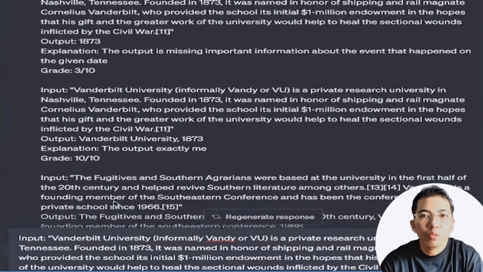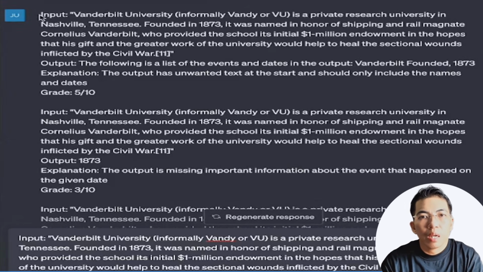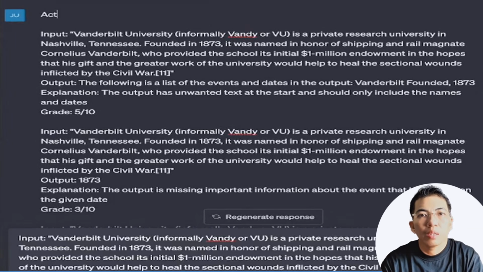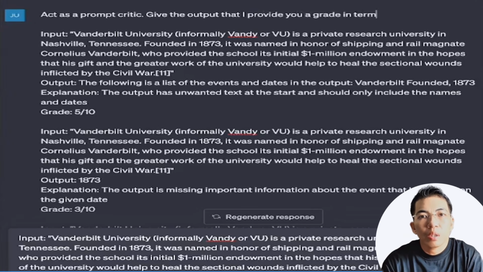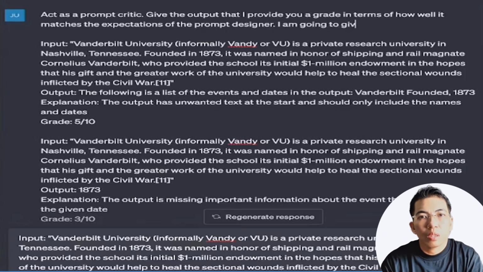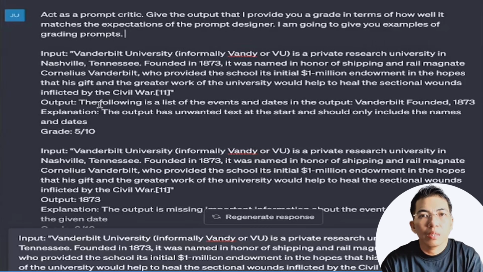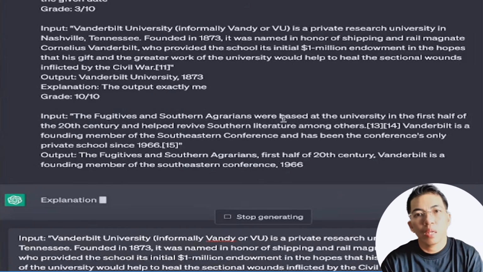Now, there's lots of ways that you could phrase the prompt. You might want to look at the alternative approaches pattern to develop some different ways. This is one example using few-shot examples. I could have gone back and used the persona pattern: act as a prompt critic, and give the output that I provide you a grade in terms of how well it matches the expectations of the prompt designer. I am going to give you examples of grading prompts. And so we could have done something like that. I did a relatively simple prompt, but we could do a much more sophisticated prompt using some other patterns.